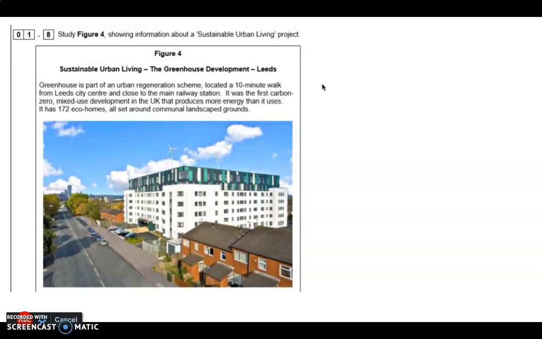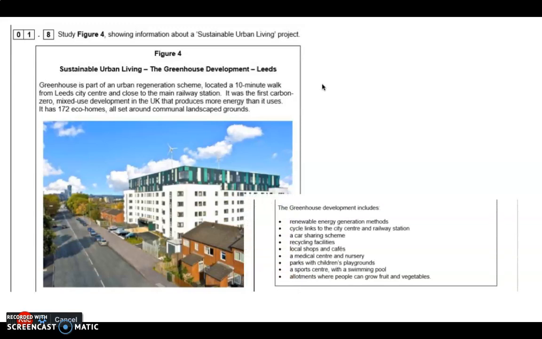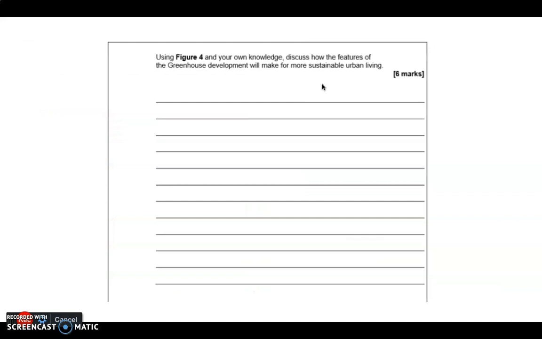The next question was looking at a sustainable urban living model in Leeds. And this question is fairly straightforward. It gives you a list of all the things about this development that are sustainable. And that directly links into the next question, where it very simply says, use figure 4 and your own knowledge, discuss how the features of the greenhouse development will make for a more sustainable urban living.